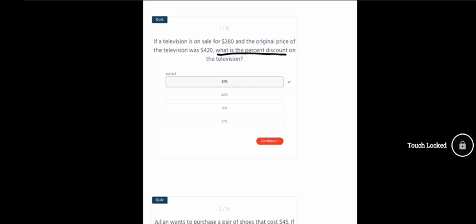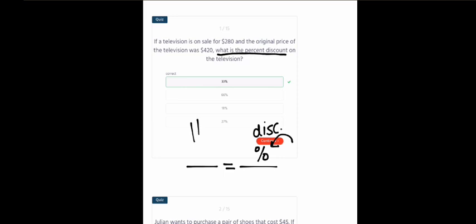The percent discount. Now, when we set that up on our equation for percents, we're looking for the percent of the discount, which means we're going to put the number of the discount right here, because these two top ones have to be the same. So, what is the number of the discount? Well, we don't know. It doesn't say it directly. It tells us that the total is $420 and that the sale price is $280.